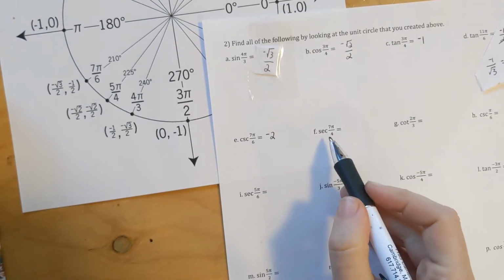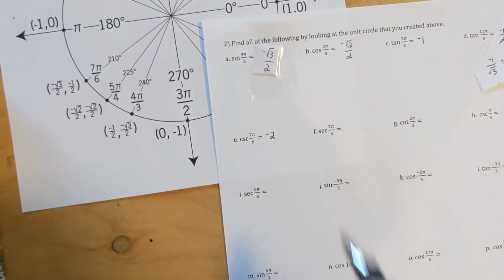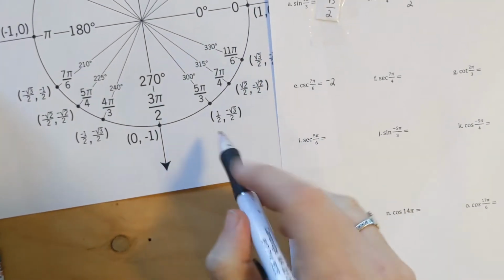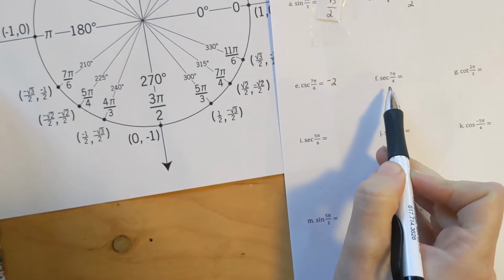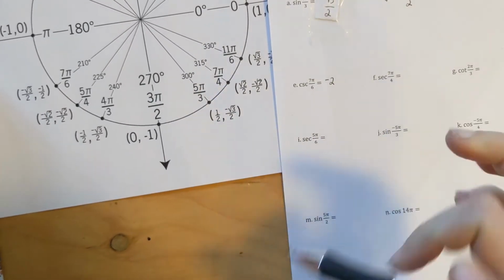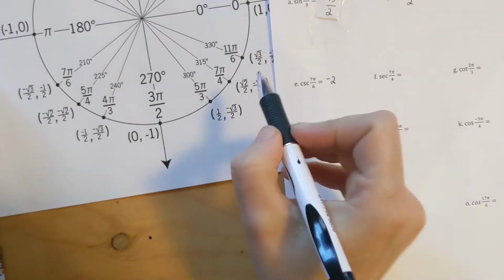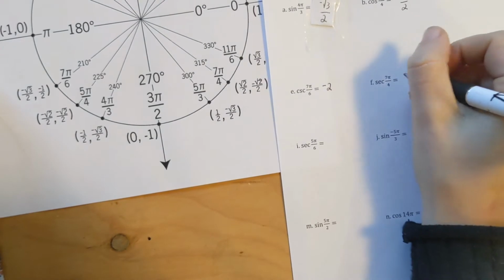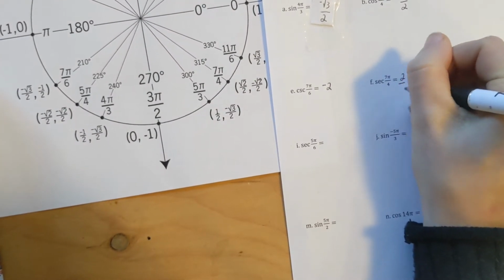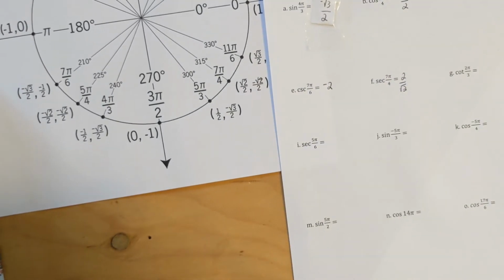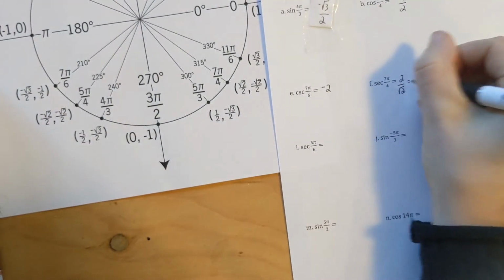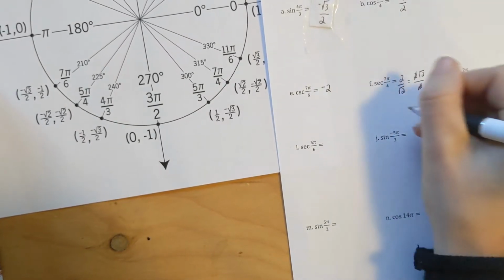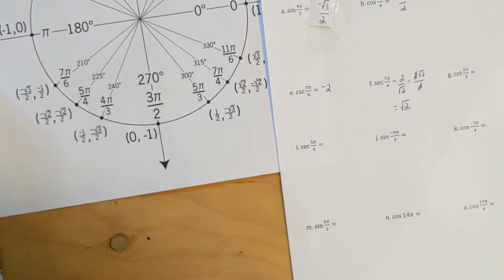Next, secant, and remember secant is the reciprocal of cosine. Let's find 7 pi over 4 right here. I'm going to think about what cosine of 7 pi over 4 is, and then I'm just going to take the reciprocal. Cosine, that's x right here. I take the reciprocal of that, and you get 2 over root 2. Again, we're going to be rationalizing all of these denominators. So you end up with 2 root 2 over 2, and the 2's cancel. Final answer for that one, root 2.